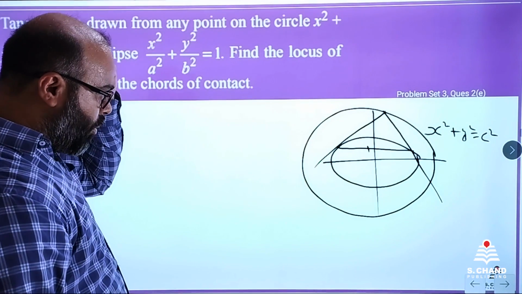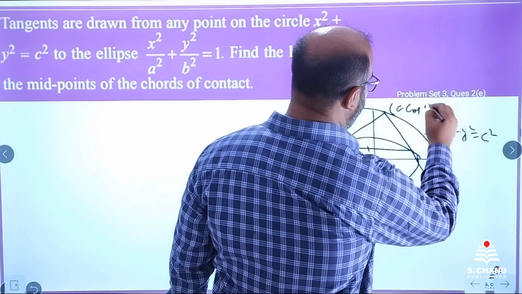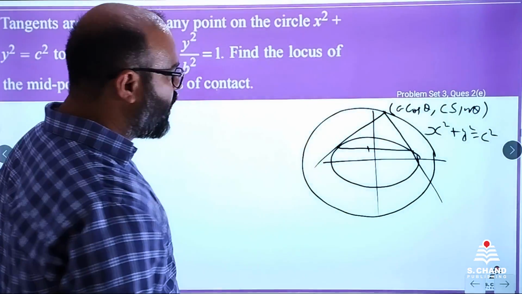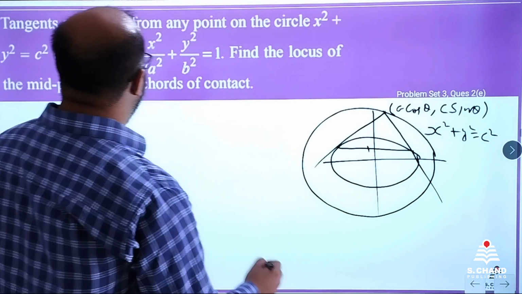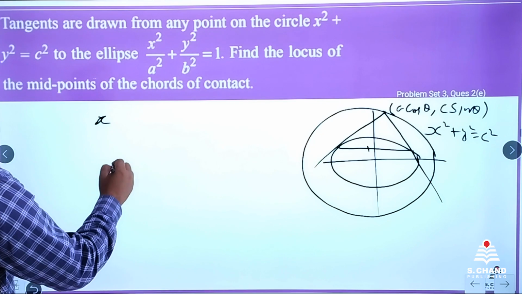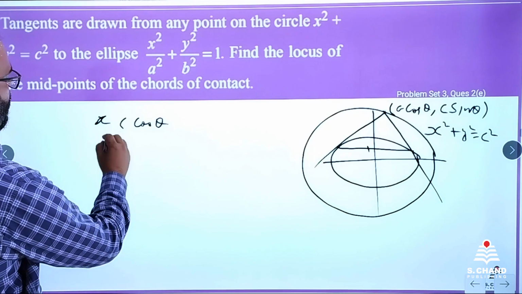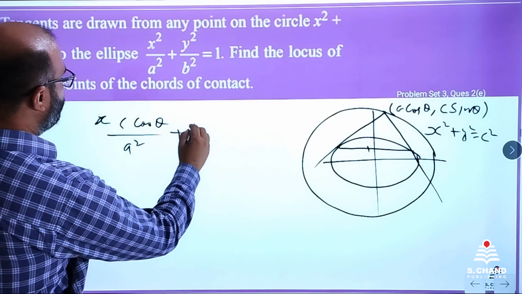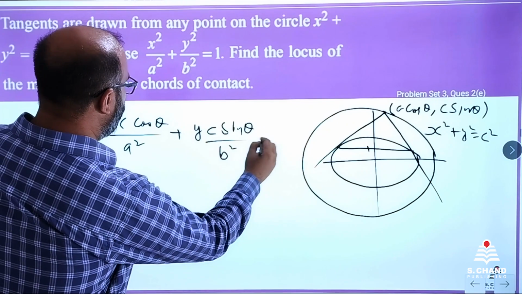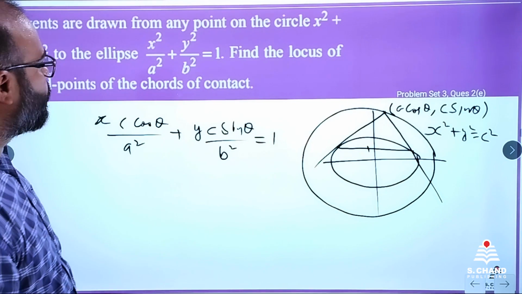So if we talk about this point on the circle, this will be c cos theta comma c sin theta. So the chord of contact will be T is equal to 0. So if we talk about T is equal to 0, so x c cos theta by a square plus y c sin theta by b square is equal to 1. So this is what we are getting, the chord of contact.